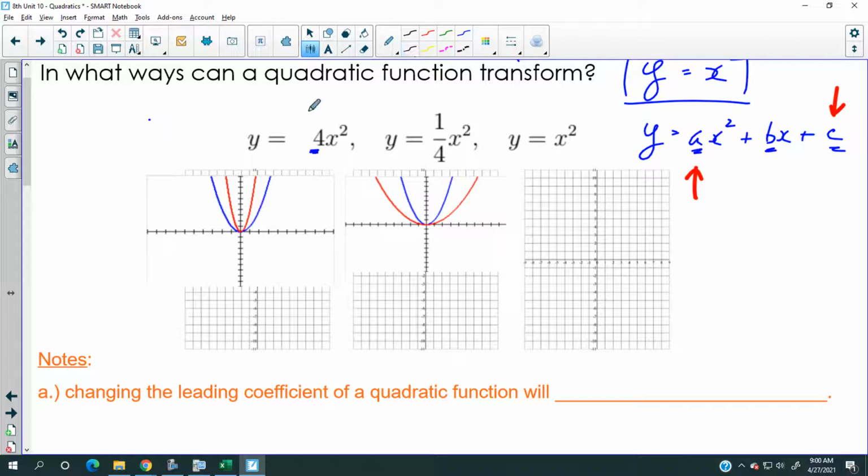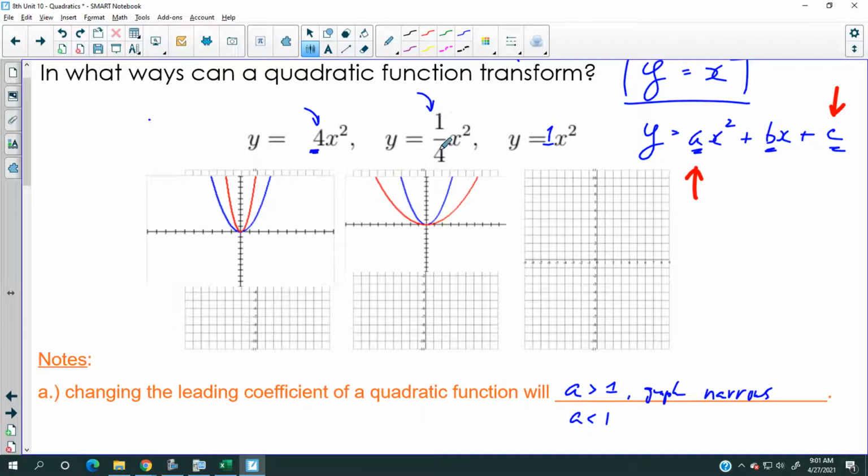If a is greater than 1, the graph actually narrows. Graph narrows, right? Because this is the original, this is 1, so anything greater than 1, the graph narrows like this in the red. I should have used red. It might be easier to match that way, but that's all right.